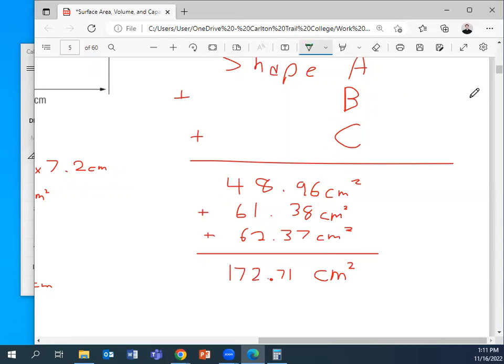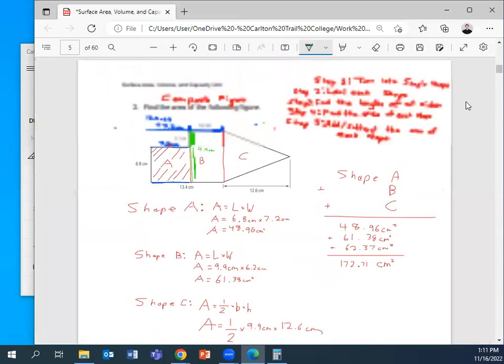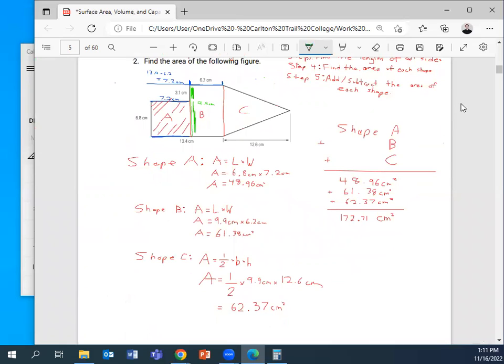Here's another thing as well. I'm going to zoom out for a second. There's a lot of information on this page. So a nice habit you're going to want to start getting into: circle your final answer. It will make my life and your life tremendously easier. So I circled my final answer. You could even make a statement: the surface area of the shape is 172 centimeters.